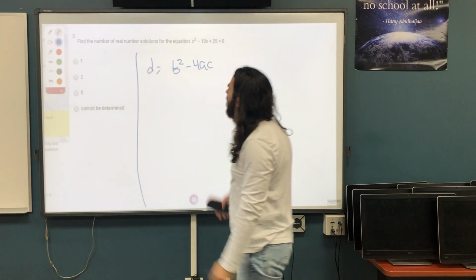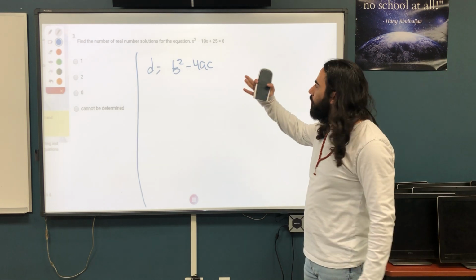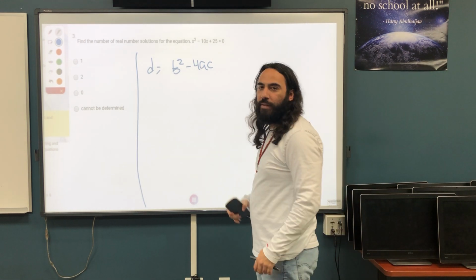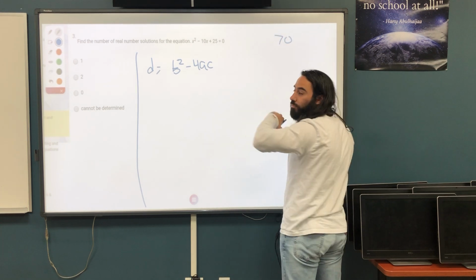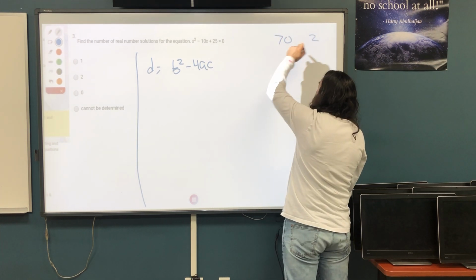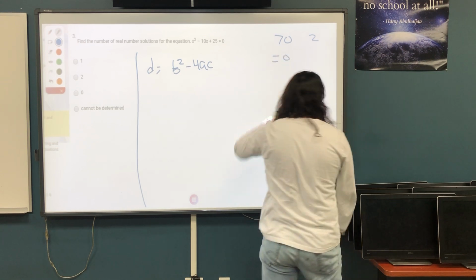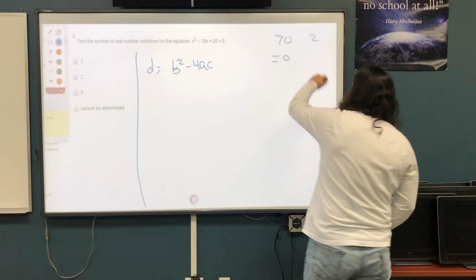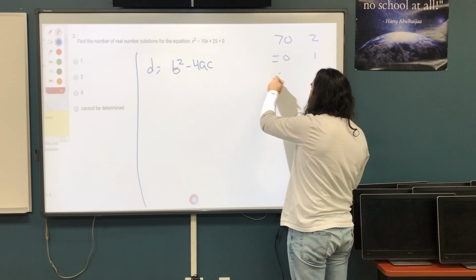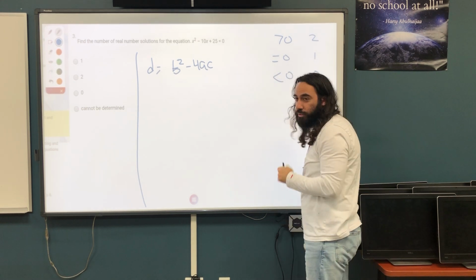Now, you need to use the discriminant to know how many solutions you have. If the discriminant is bigger than 0, it means that you have two solutions. If it equals 0, it means that you have one solution. If it's less than 0, it means you have no solution, 0 solutions.